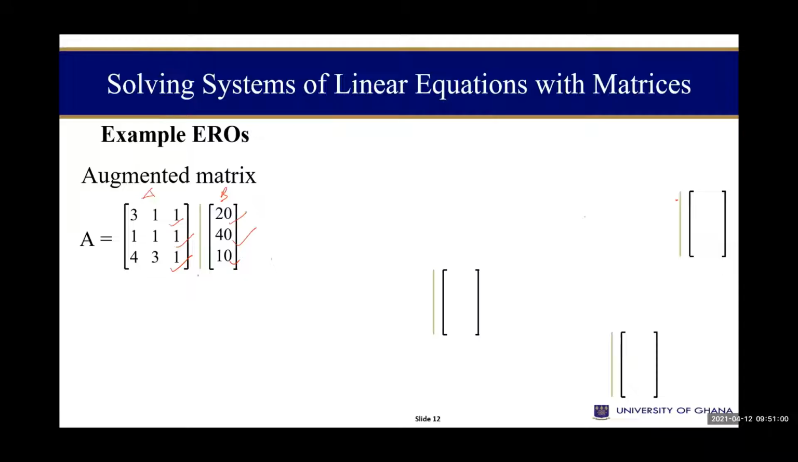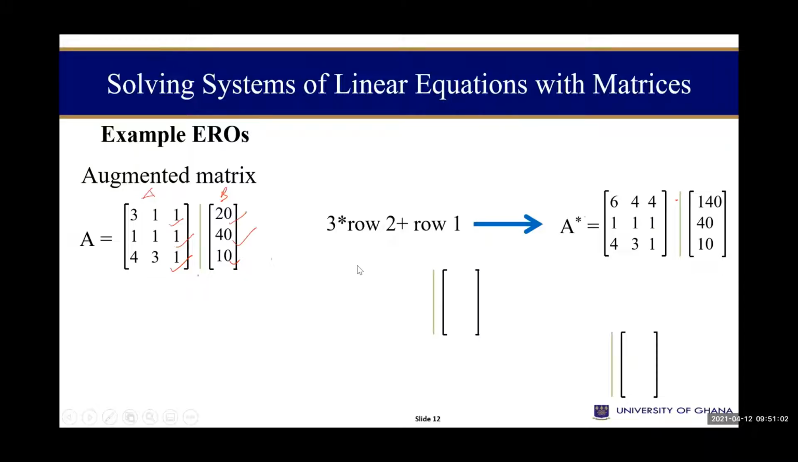So from this, we can agree that if I augment this whole operation, then somebody will say, let's work on row 1 or row 2 or row 3. And by doing that, we'll say 3 times row 2 plus row 1.